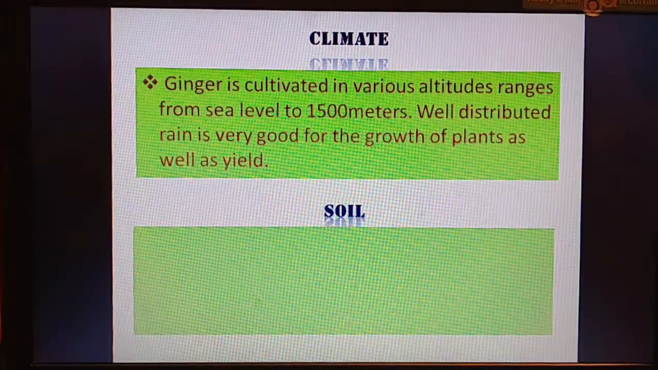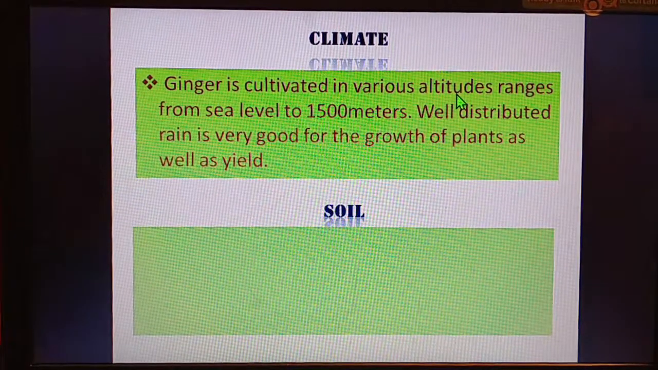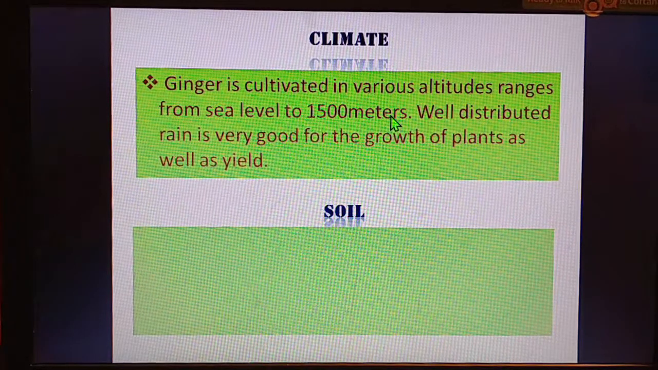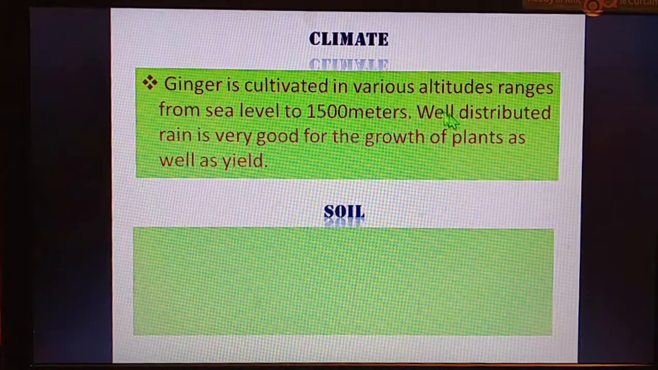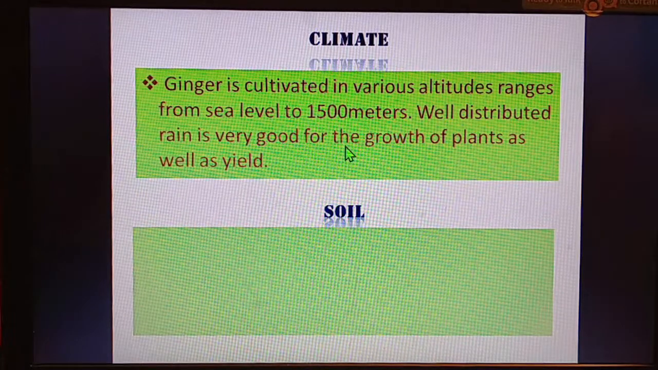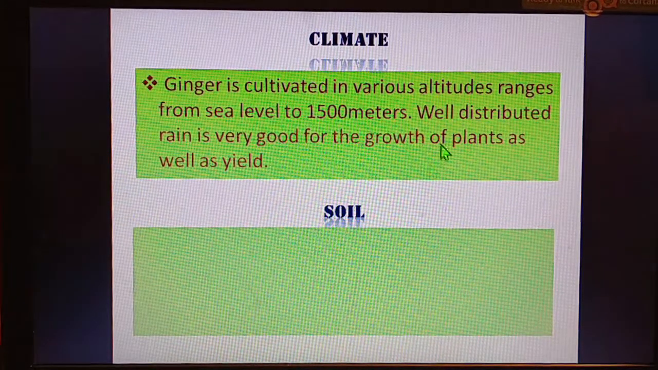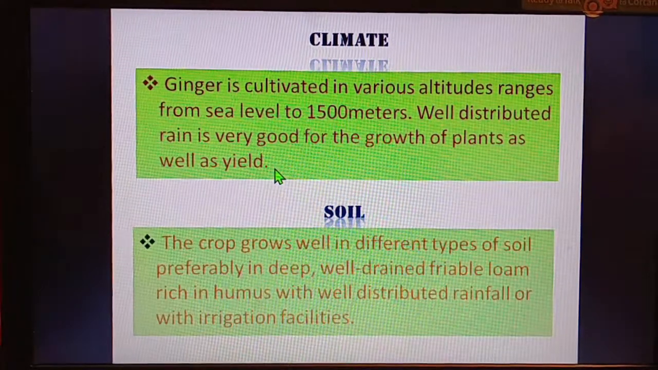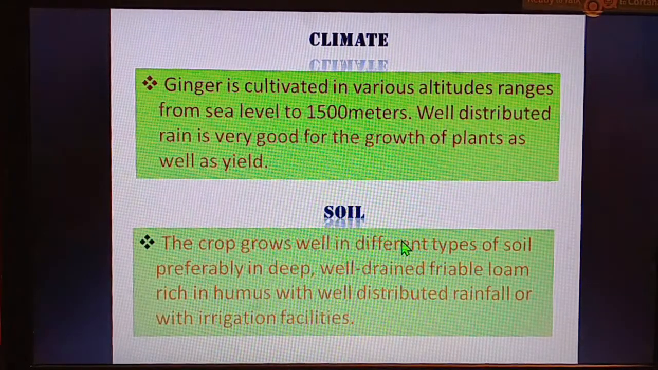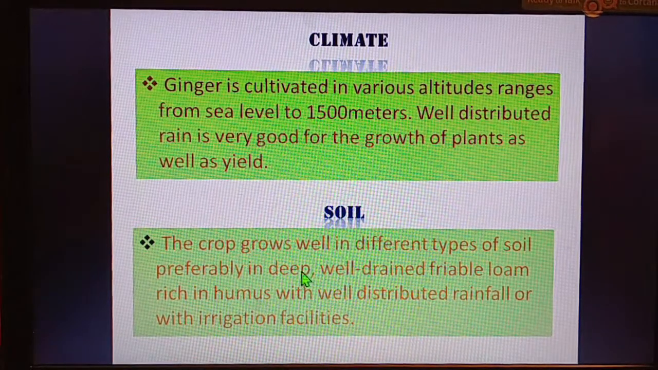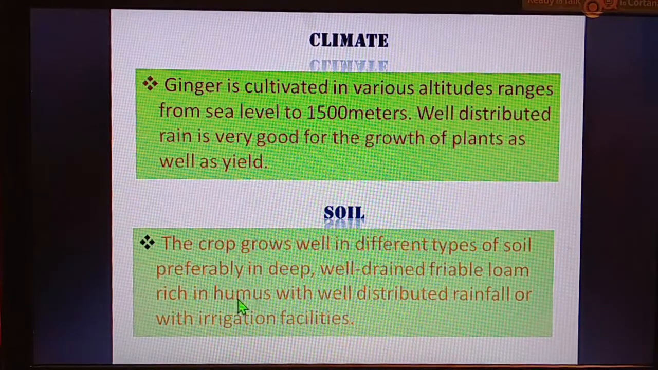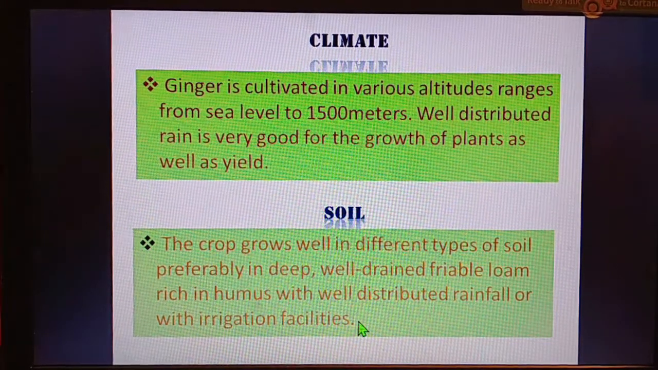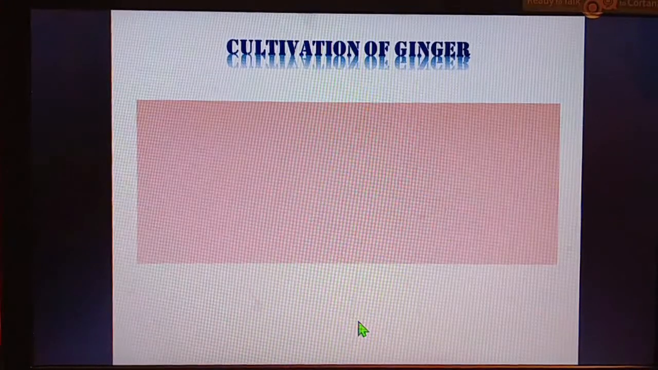Coming to the climate, ginger is cultivated in various altitudes, ranging from sea level to 1500 meters, and well-distributed rain is very good for the growth of this crop as well as its yield. As for the soil, the crop grows well in different types of soil, preferably deep, well-drained, friable loam rich in humus, with well-distributed rainfall or with irrigation facilities.